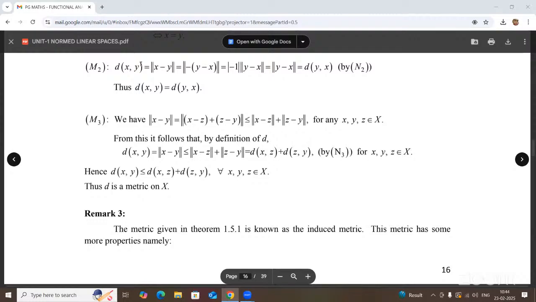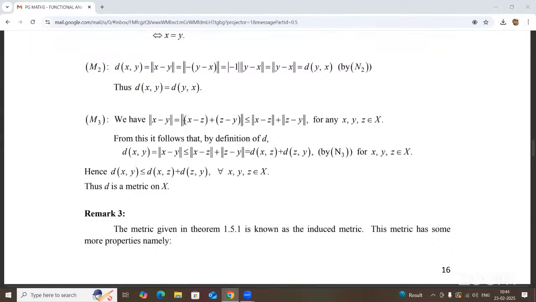Okay, so when d of x and y equals d of y and x. The M3 condition is: we have norm x minus y, which can also be written by the distributive condition as norm x minus z plus z minus y. We are taking z in between x and y, so this can also be written as less than or equal to norm x minus z plus norm z minus y, for any x, y, z in the capital X.